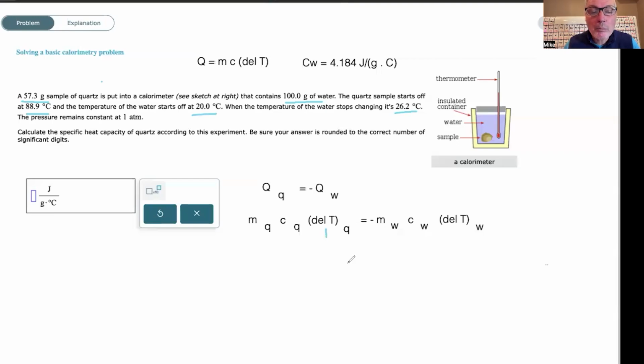Quartz was warm, and then it ended up cooler. So the delta T of this is going to be, both of them end up at 26.2 degrees C minus the initial. So this will be a negative number. This time the negative sign will be on opposite sides of the equal sign. So it'll be negative something, 26.2 minus 88.9, negative 62.7.